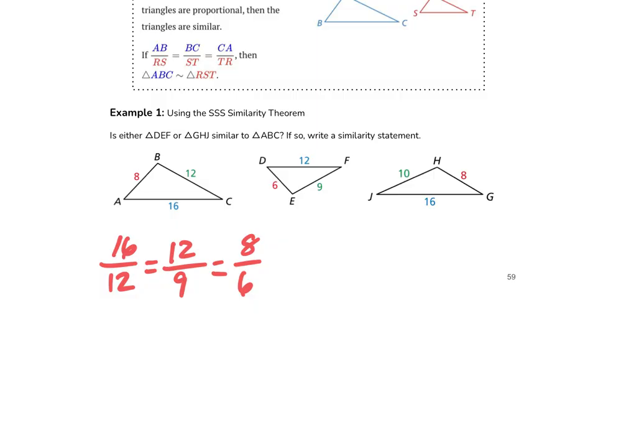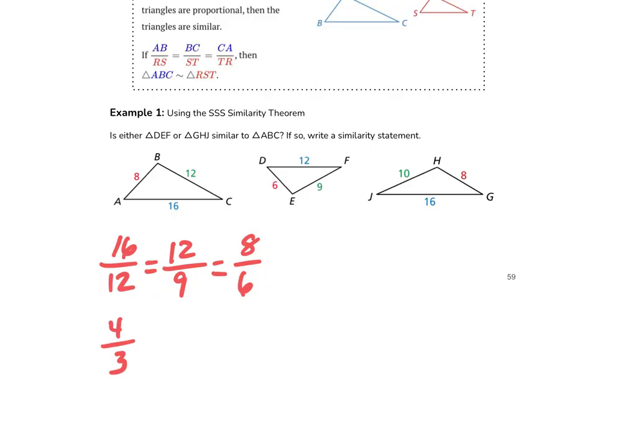What's something that goes into both 16 and 12? 4, okay? Always take out the biggest thing. Like you might say 2. 2 definitely goes in there, but 2 is not the biggest thing, okay? So we're going to take out 4. If I take 4 out of 16 and 12, that gets me 4 over 3.